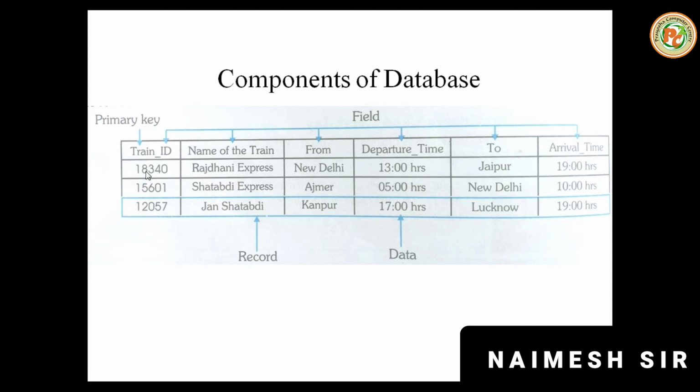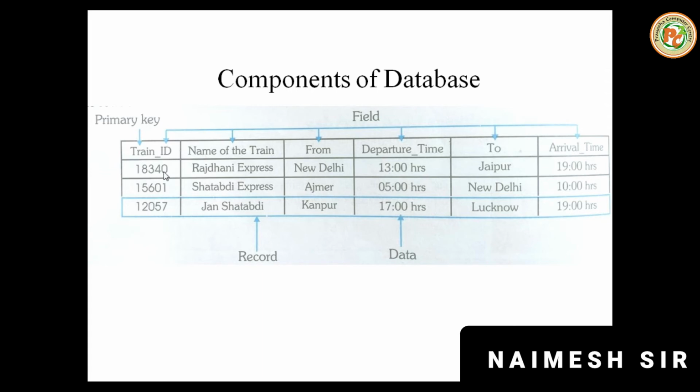So here there are three records: record 1, record 2, record 3, and the entire thing is called the data, right? So here field 1, field 2, field 3, field 4, field 5, field 6, and here row 1, row 2, row 3 and row 4. And here it is written primary key. Primary key means it uniquely identifies each row. The user has to assign at least one primary key to each and every table.